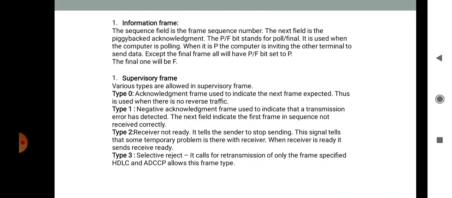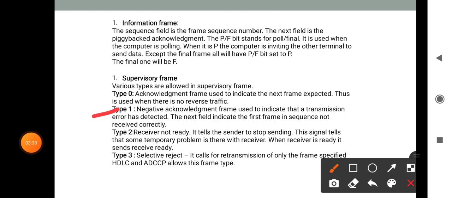Then second is the supervisory frame. Various types are allowed in the supervisory frame. First one is type 0, the acknowledgement frame, used to indicate the next frame expected, and thus it is used when there is no reverse traffic. Then second one is type 1, the negative acknowledgement frame, used to indicate that a transmission error has been detected, and the next field indicates the first frame in sequence not received correctly.